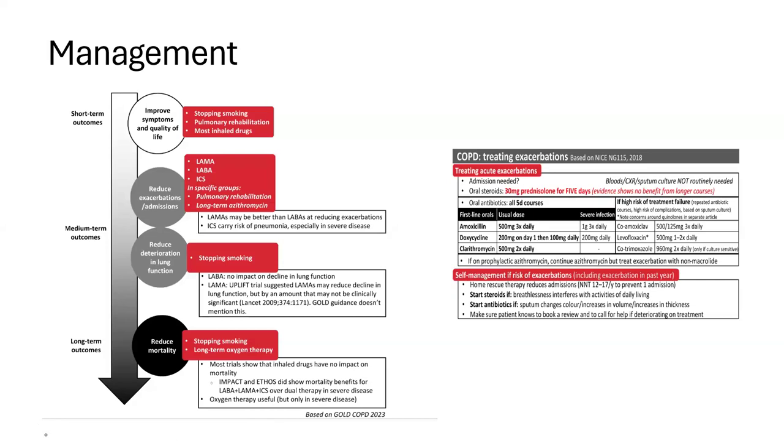Pulmonary rehab is key, is a goal. You really need to do that. So that's why we're doing a webinar today to increase our awareness about it. So you can give them a short-acting beta agonist, which is the Ventolin inhaler, and then you can progress them to the LABA, LAMA, ICS according to the GOLD guidelines. And in specific groups, you're going to do pulmonary rehab, and long-term azithromycin can be used for people.